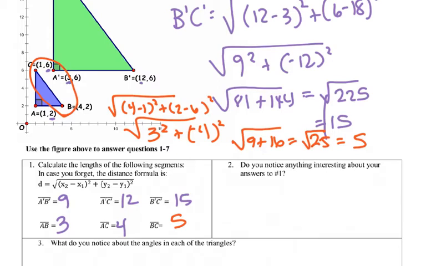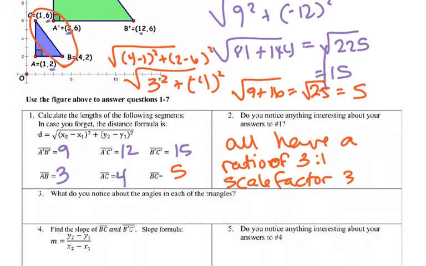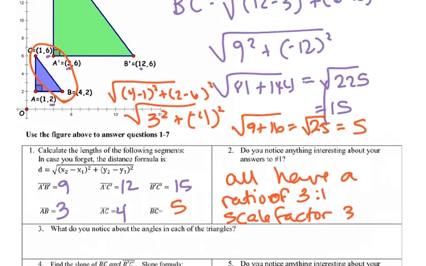So do you notice anything interesting about your answer? So all have a ratio of 3 to 1, or a scale factor of 3. So when we talk about the ratio, it's a proportion. When we talk about the scale factor, even though it's a ratio, if it's 3 over 1, we're just going to say 3. So what do you notice about the angles in each of the triangles? So let's look at the angles.